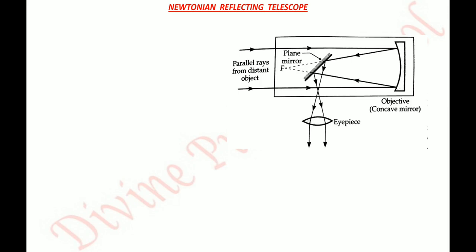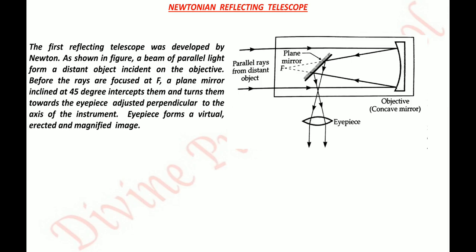The working will be given as follows. The first reflecting telescope was developed by Newton. As shown in the figure, a beam of parallel light from a distant object is incident on the objective, and the rays are focused at F. A plane mirror inclined at 45 degrees intercepts them and turns them towards the eyepiece, adjusted perpendicular to the axis of the instrument. The eyepiece forms a virtual, erect and magnified image. Okay, so this is the Newtonian reflecting telescope. Its ray diagram is very important. It is asked in the board examination.